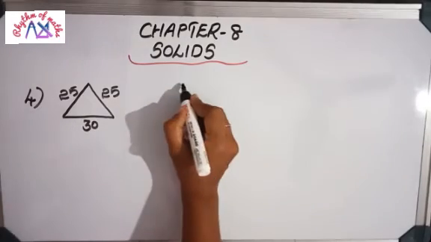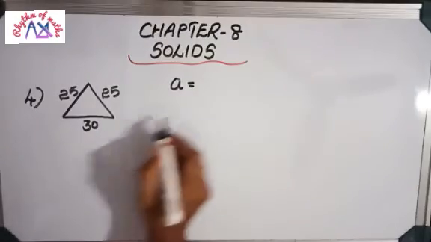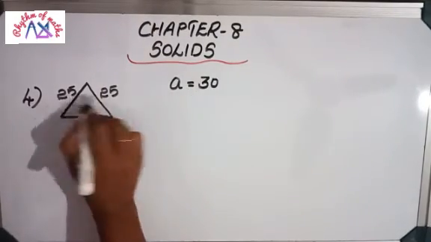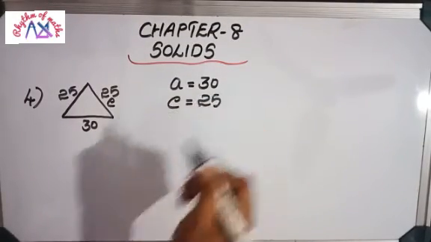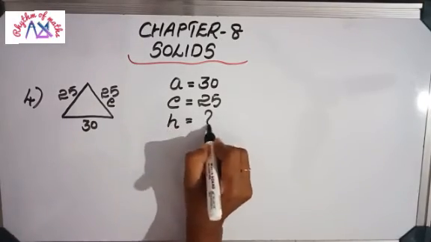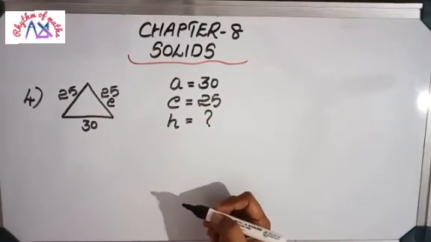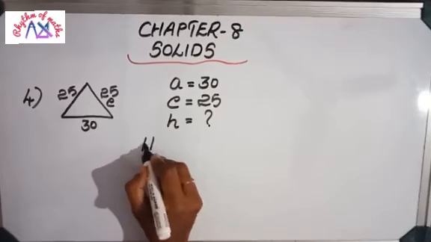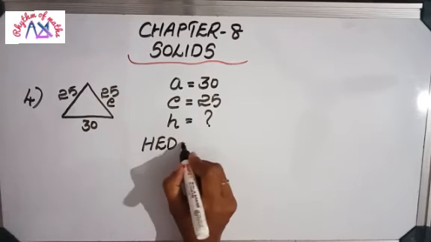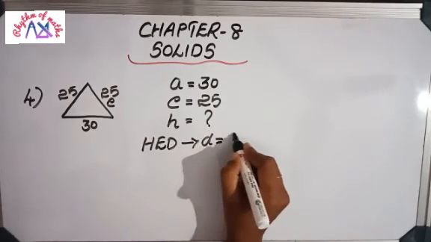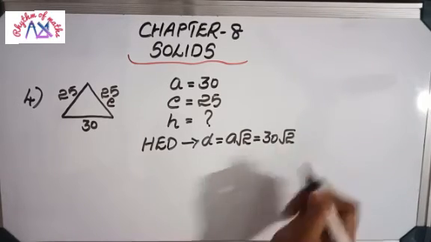First of all, from the figure we have to write the given measurements. Here A we can write: the triangle's base is the same as the square base, so A equals 30, and these two sides are E, so E equals 25. We need to find the height of the square pyramid. The height H is related to E and the diagonal D, because the base is a square. So first write the diagonal: D equals A root 2, that is 30 root 2.